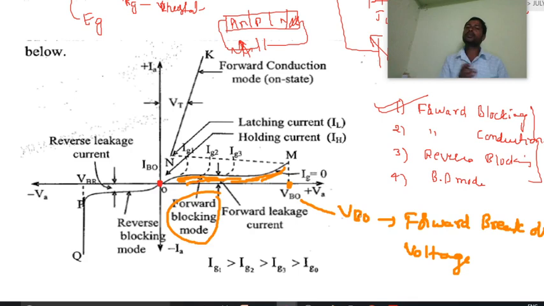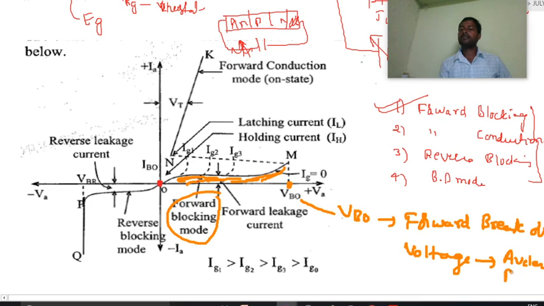Junction J2 becomes forward biased and avalanche breakdown takes place. You know very well about avalanche breakdown. Different types of breakdown occur in semiconductor devices: avalanche breakdown and Zener breakdown, and carrier current multiplication breakdown. Avalanche breakdown is a cumulative addition and cumulative collision of the leakage currents, so because of that, avalanche breakdown takes place.